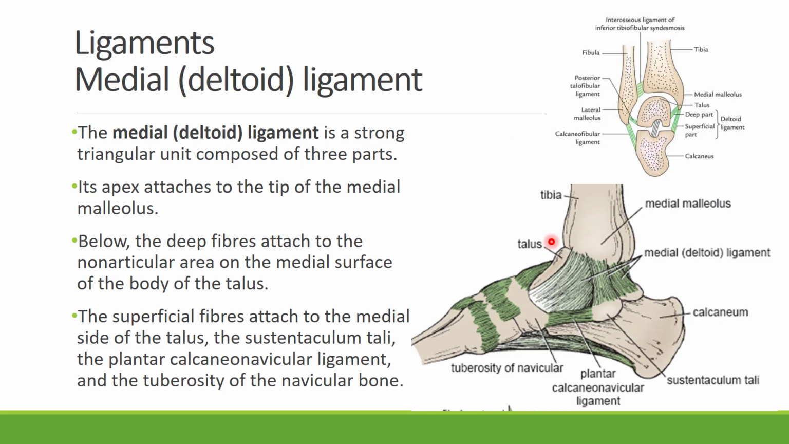Now we will discuss the ligaments of the ankle joint. There are two main ligaments which are attached on the medial side and on the lateral side. First of all, we will discuss the ligament on the medial side. This is named the medial or deltoid ligament. The medial ligament is a strong triangular unit composed of three parts. Its apex is attached to the medial malleolus of the tibia. See in this diagram, the apex of the medial ligament is attached to the medial malleolus of the tibia.